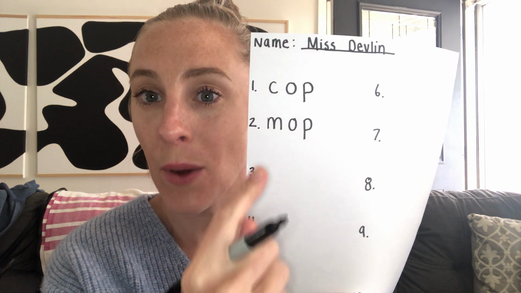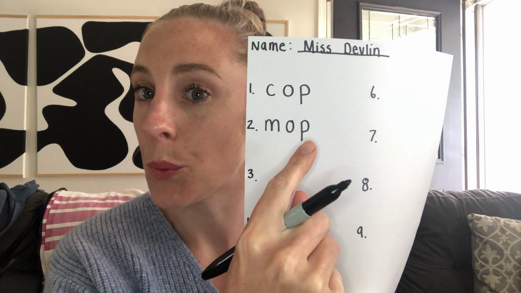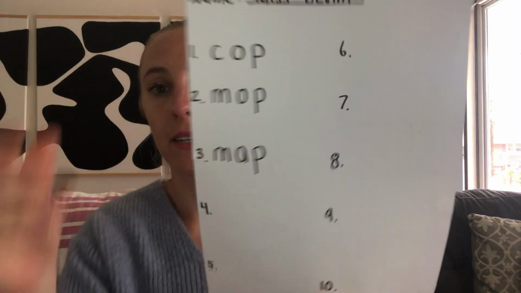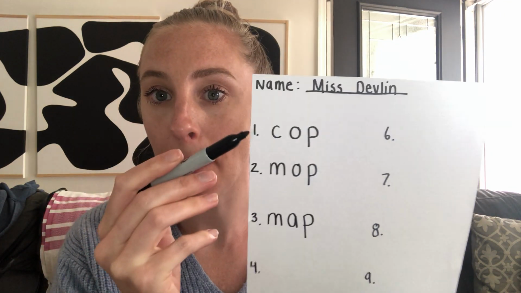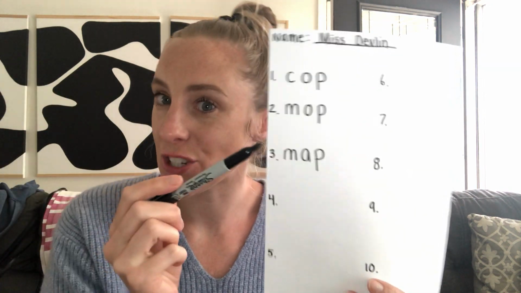If you said the second sound, you are right, because look at the first word. We want to write the word map. We can hear that the middle sound is different. So go ahead and write the word map. Map. So first we had the word cop, we changed it to mop. And then we had the word mop, and we changed it to map. And we are going to keep on going.